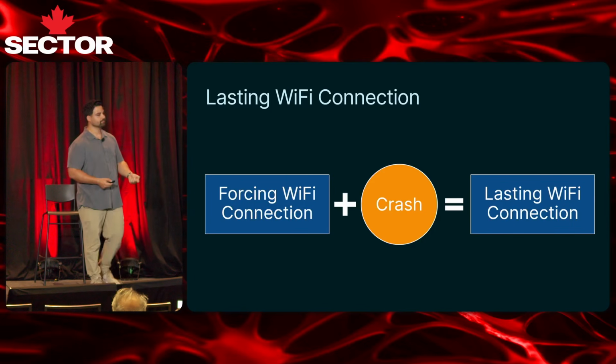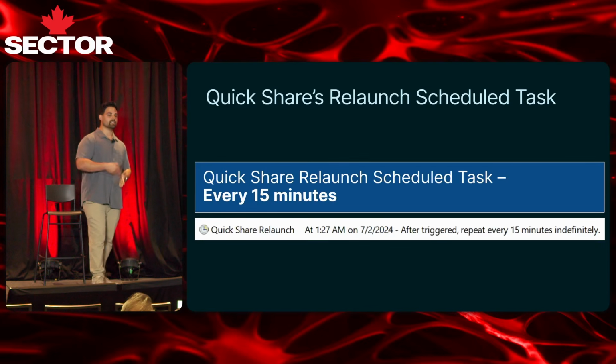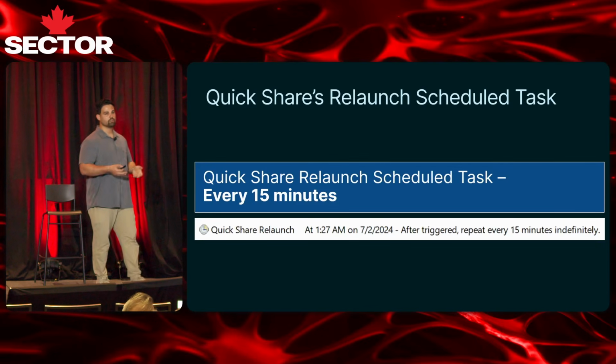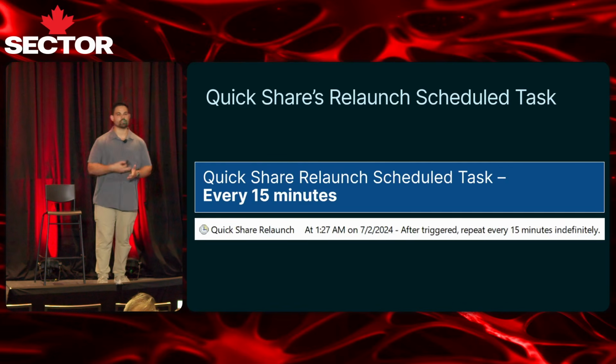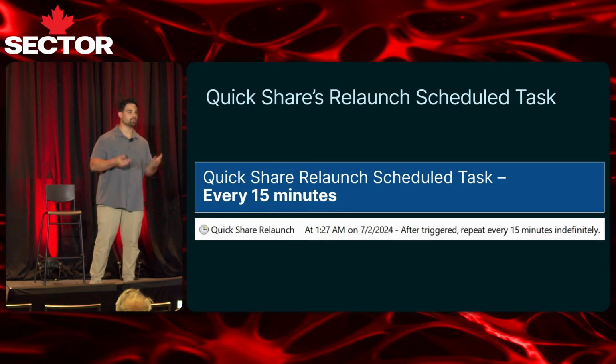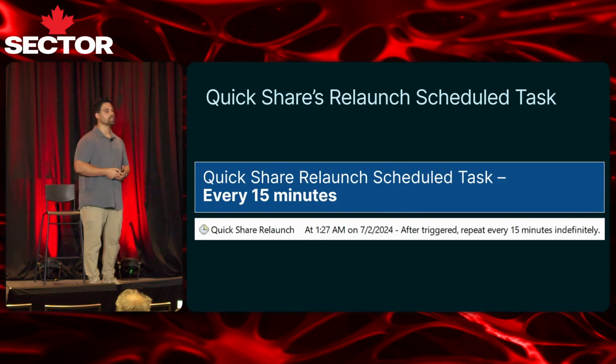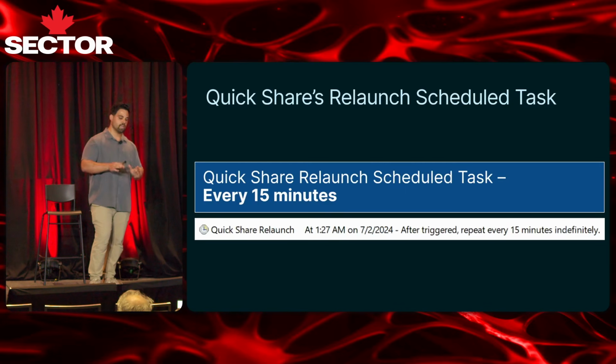So it's not running. When QuickShare is installed, it creates a scheduled task that runs every 15 minutes and checks whether QuickShare is running. Then if it's not running, it launches it again. So we can continue to exploit QuickShare further, even after we got the forever lasting Wi-Fi connection, and it does not return to the original Wi-Fi network.